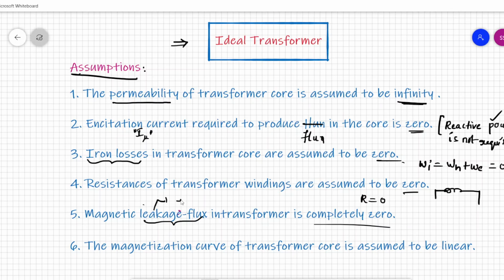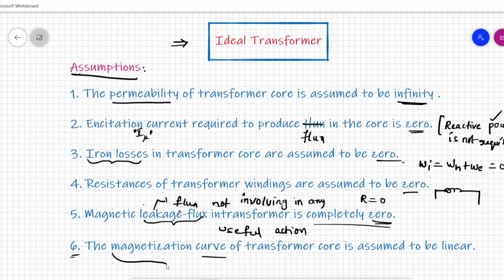The flux not involved in any useful action is called leakage flux. So leakage flux is zero in the case of an ideal transformer. And the sixth point is that the magnetization curve of a transformer core is assumed to be linear.